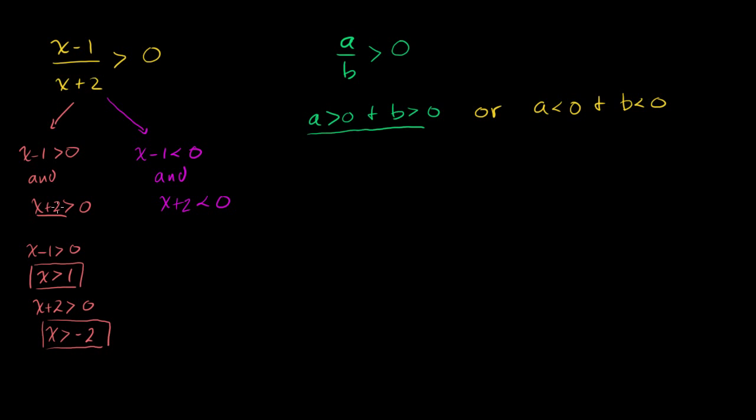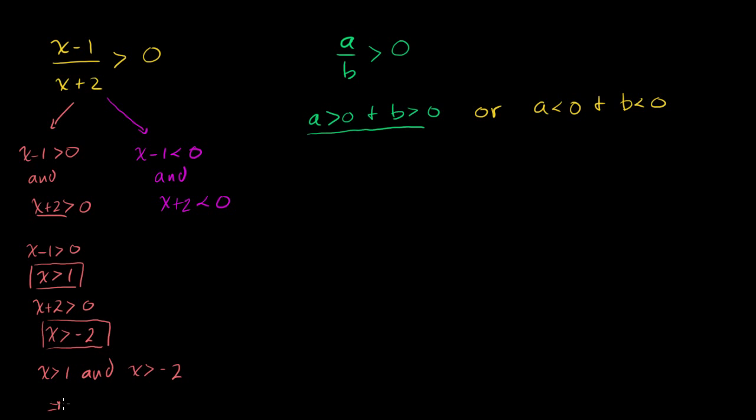This statement, we figured out, means that x has to be greater than 1. And this statement tells us that x has to be greater than minus 2. Now, if x has to be greater than 1 and greater than minus 2, x clearly has to be greater than 1, right? I mean, 0 would not satisfy this, because 0 is greater than minus 2, but it's not greater than 1. So for something to be greater than 1 and minus 2, it has to be greater than 1.